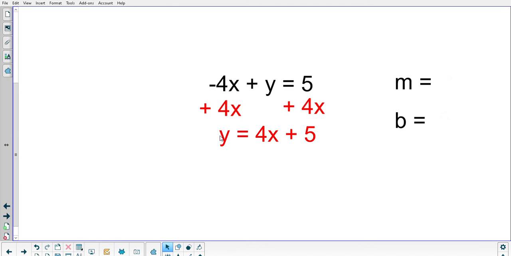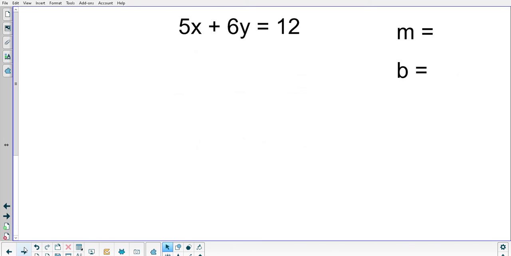So when I look at this, now it's in slope-intercept form. Y equals mx plus b. Our slope is 4, and our y-intercept is positive 5. Got two more examples I want to go over with you, so let's take a look at this one.